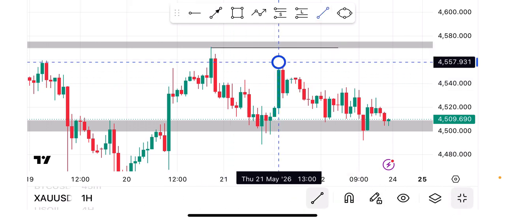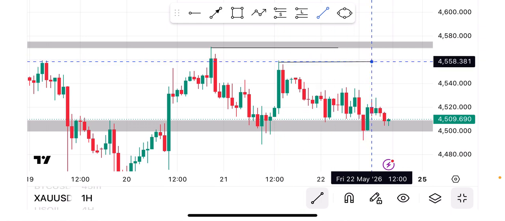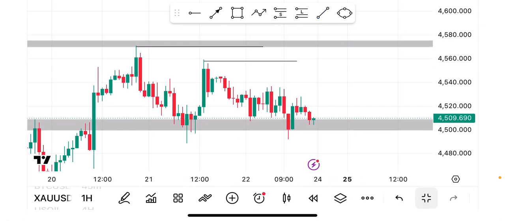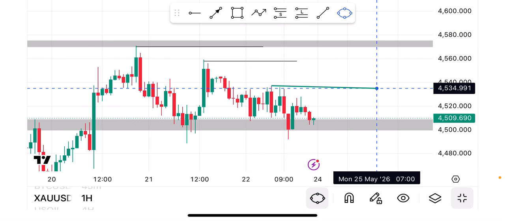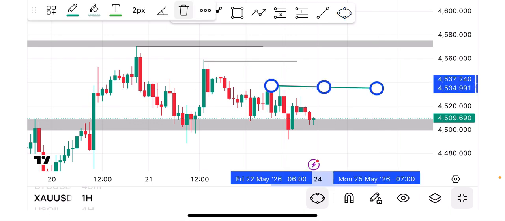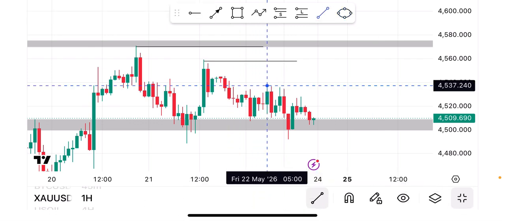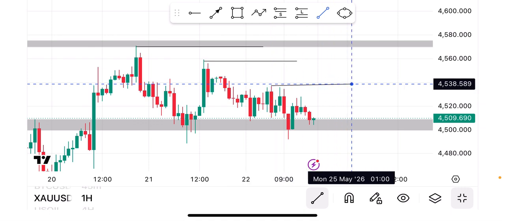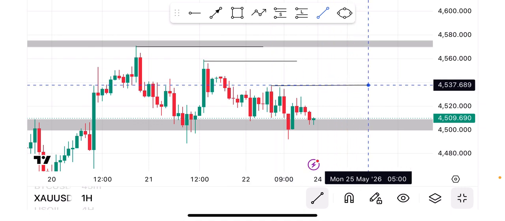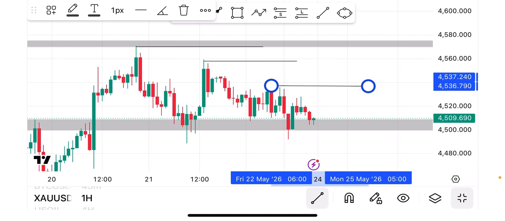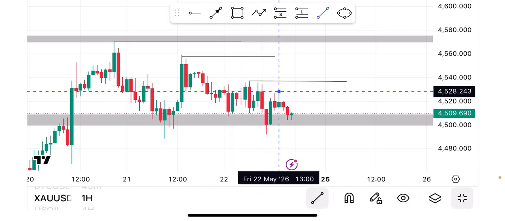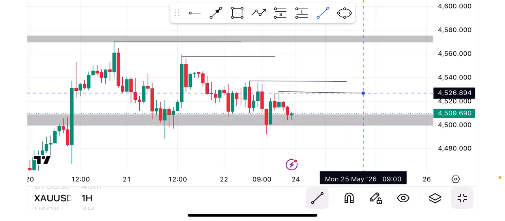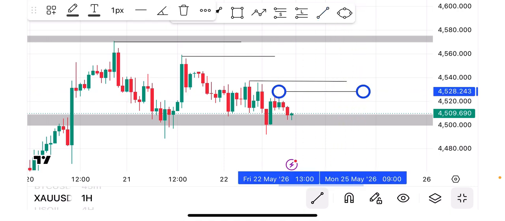So we have this lower high, lower high. Price is literally respecting structure. Lower high. Oh, my bad. Lower high. Price is respecting structure, creating lower highs and lower lows. That's how you know that this is still bearish.